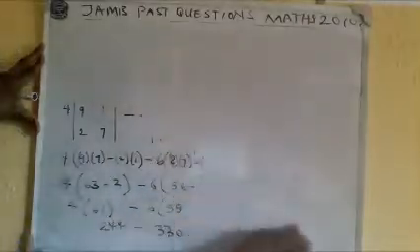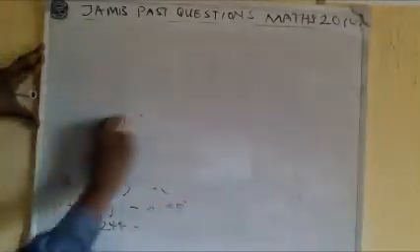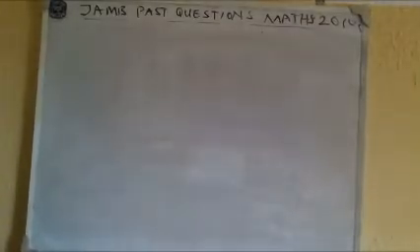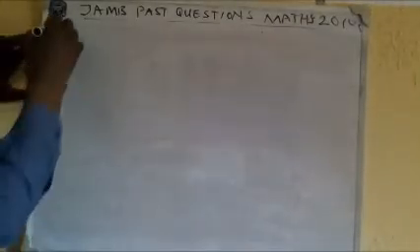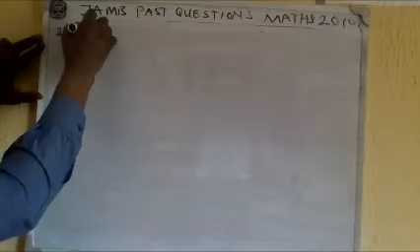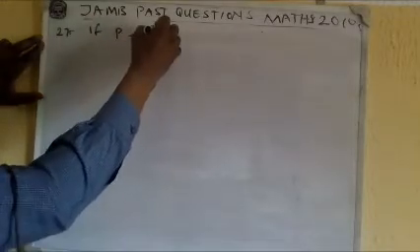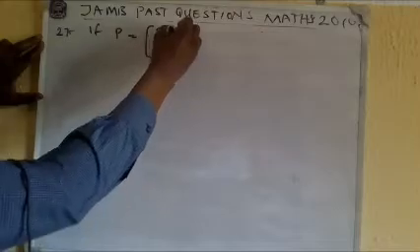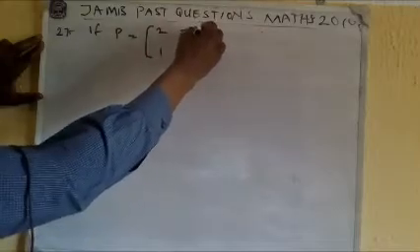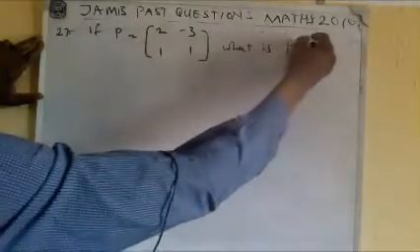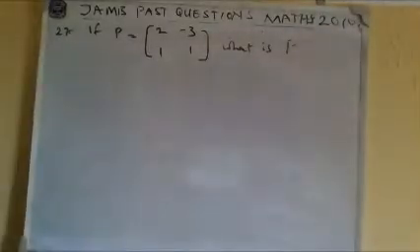The inverse. So let me just quickly put the question on the board. They have covered matrices for this year. Question 27 says if P is equal to the matrix 2, 1, minus 3, and 1, what is P minus 1? This P minus 1 means inverse. What's the inverse?